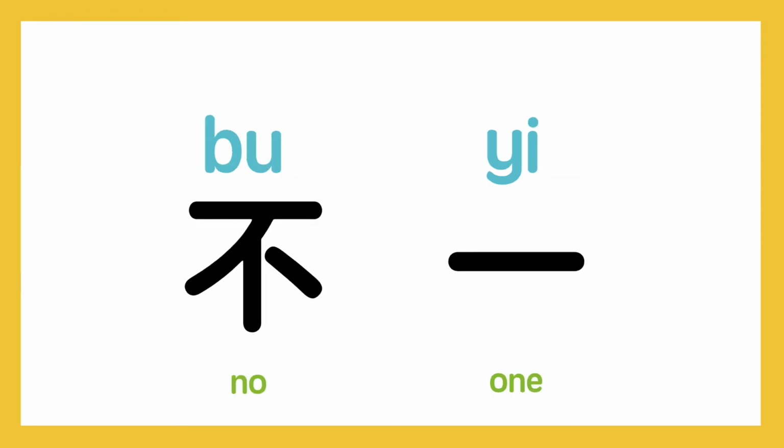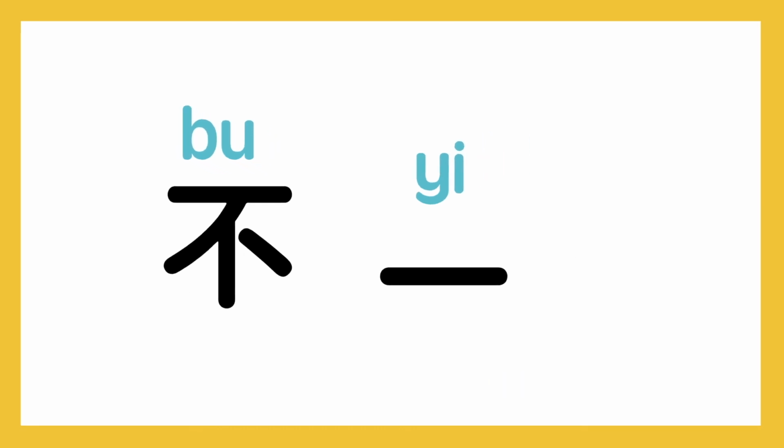There are two words that have some special pronunciation rules: the 不 and 一. They may both become a second tone when followed by a fourth tone character.